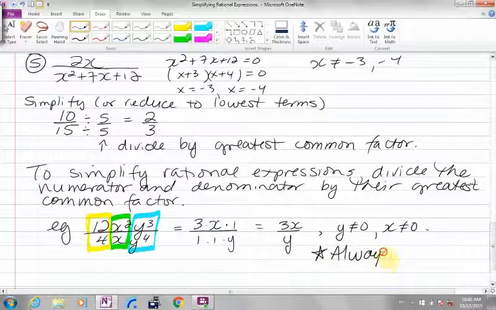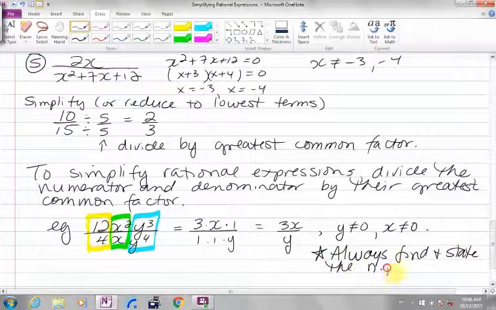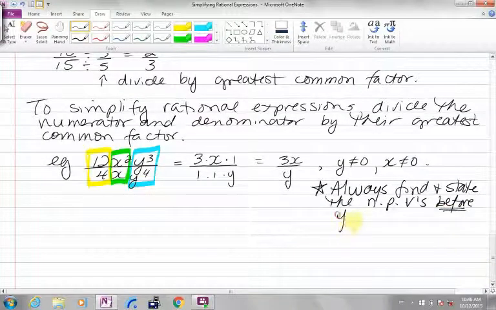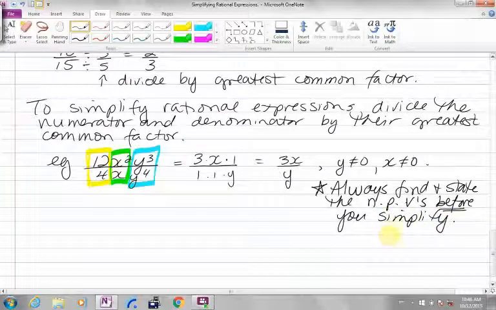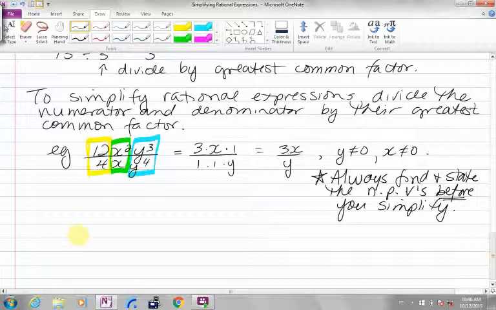All right? So this is a really important point. Always find and state the NPVs before you simplify. Otherwise, you may lose 1 or 2, depending. Okay? All right, let's look at another one.